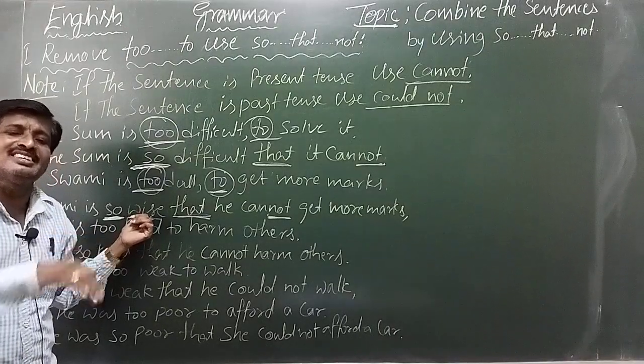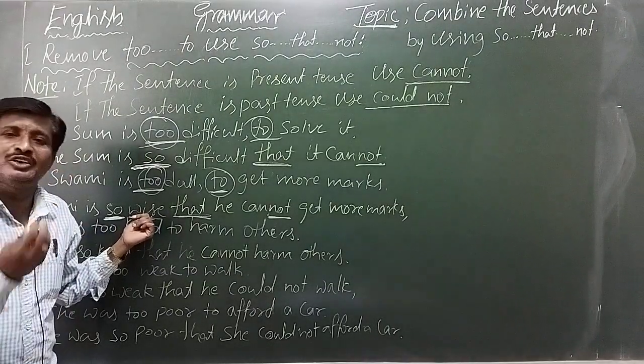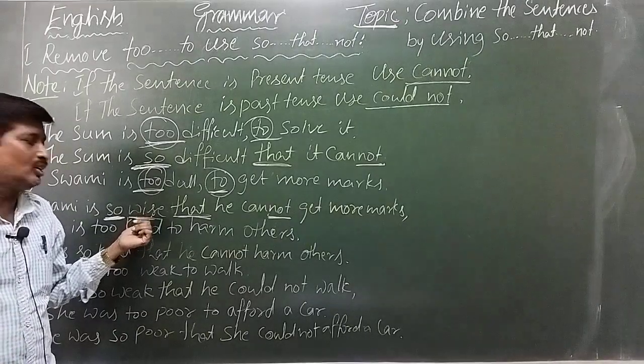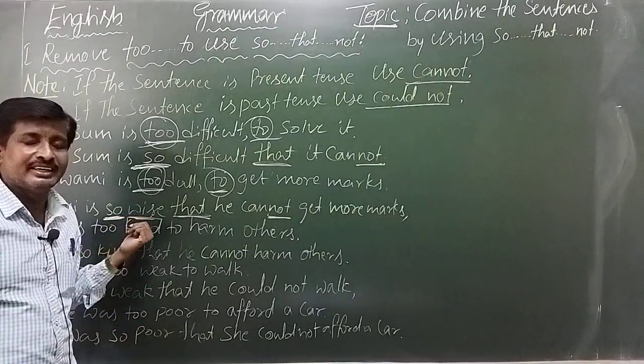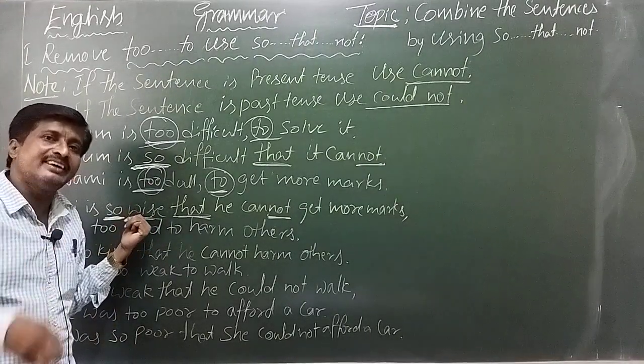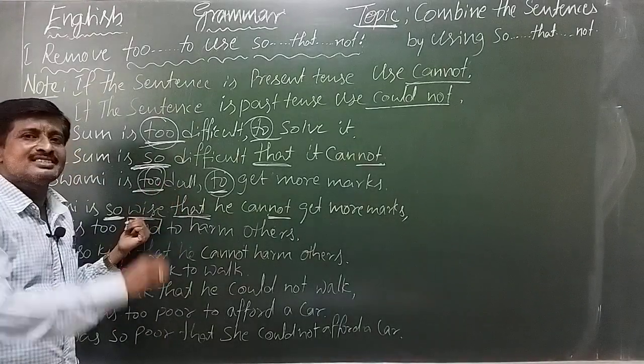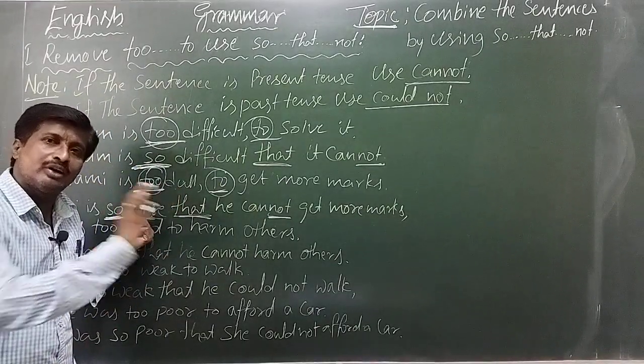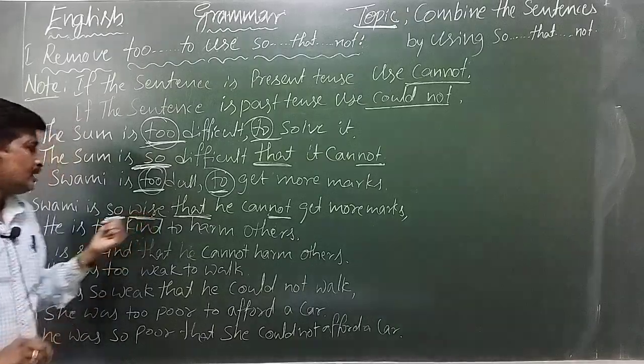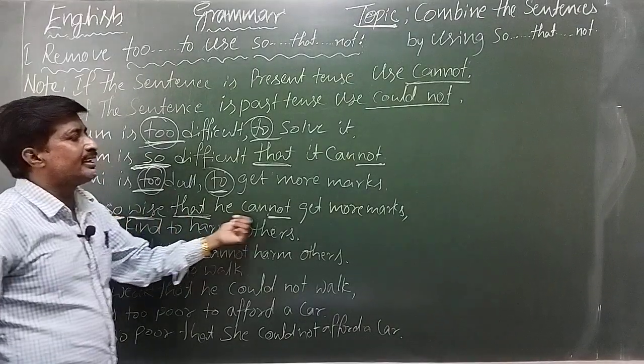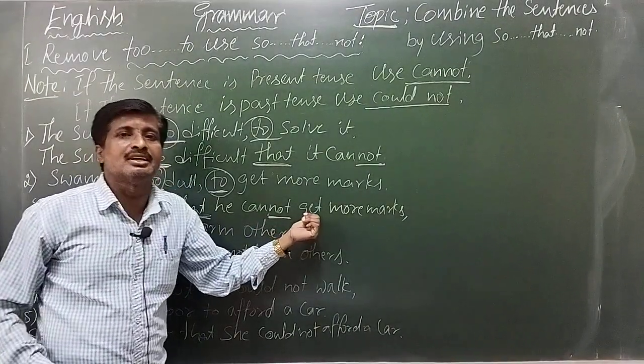So "wise" means he is dull. It is a sarcastic word. That is why it indicates the same meaning: he was dull, very poor in knowledge, like this. Okay, so "so wise that he cannot get more marks."